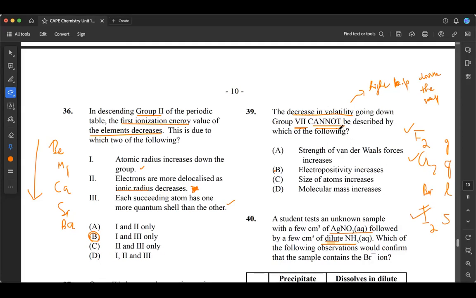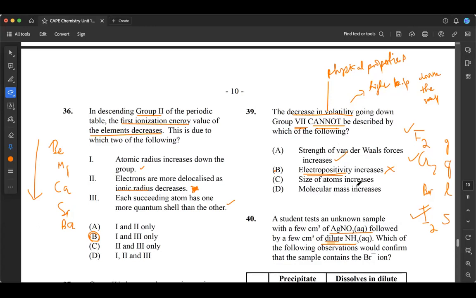Why might that be? Is the decrease in volatility because the strength of the van der Waals force is increasing? That's true. Is it because electropositivity increases? That's not true. The electropositivity has nothing to do with volatility. Volatility is a physical property, right? It has to do with the structure and bonding, and so the strength of the van der Waals forces would be the reason why.